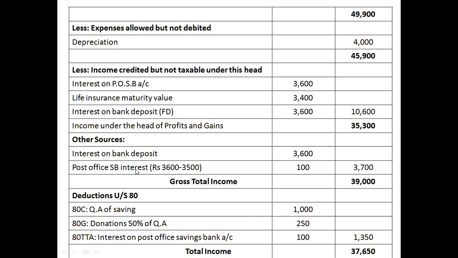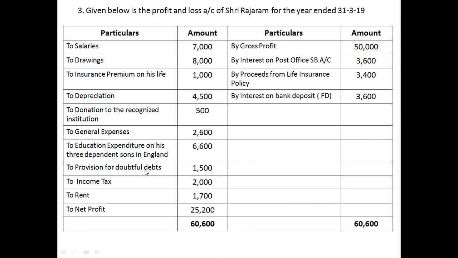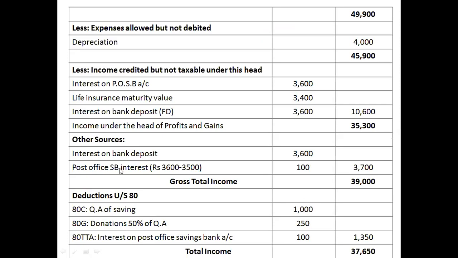As we said, on the credit side, we had interest on bank deposit, 3,600, which we have taken. And then we have a post office SB interest. When we say post office SB interest, what is the amount given in the problem? Post office SB interest, that's an SB account, 3,600. Now here we are not taking post office SB interest 3,600 directly. Why? Because there is a rule which gives clear information.